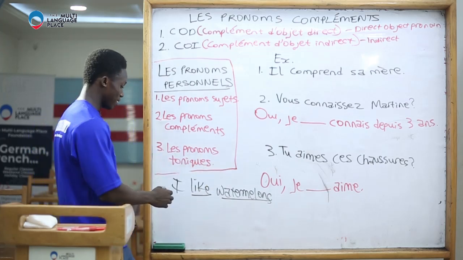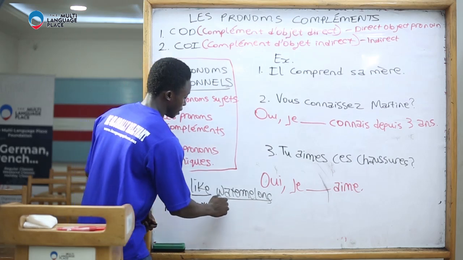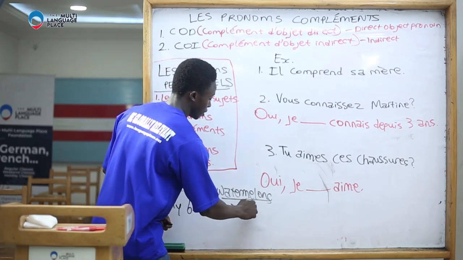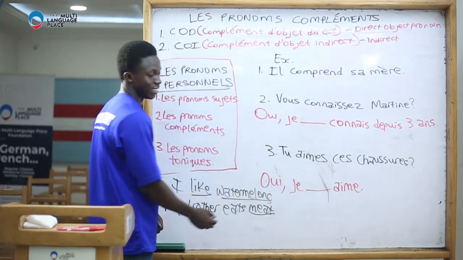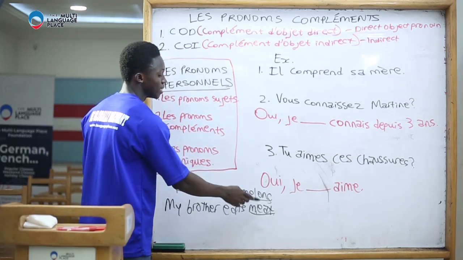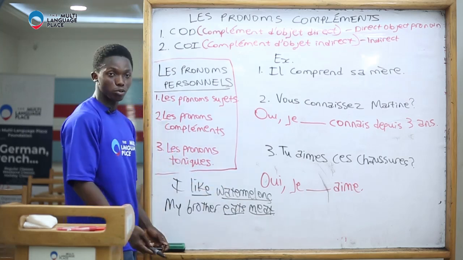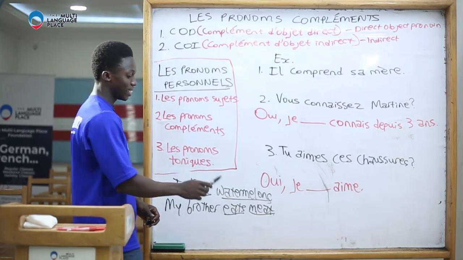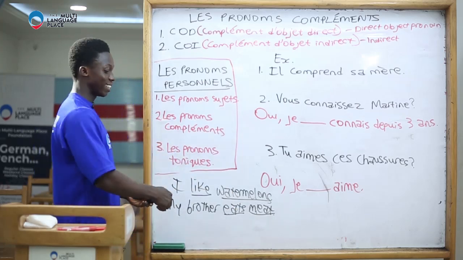For example, if I say, my brother eats meat. This is a direct object. Why? Because it is immediately acted upon by the verb. No link, no preposition, no conjunction, nothing else other than the verb and the object. So this is a direct object.